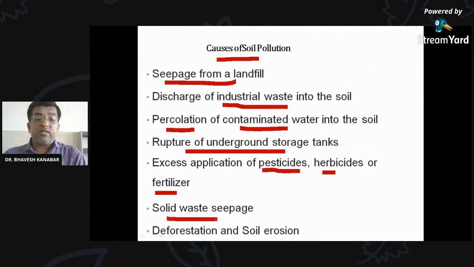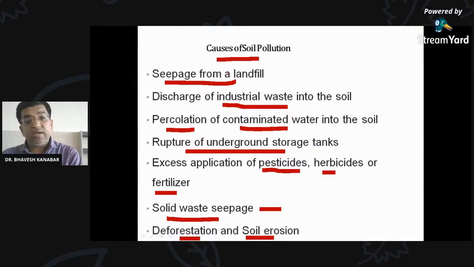Solid waste seepage. Seepage is leakage, leakage of the solid waste. Deforestation, most common problem. Removal of trees, removal of the forest for use of human beings. Because of deforestation, there can be soil erosion. So these are the causes of soil pollution.